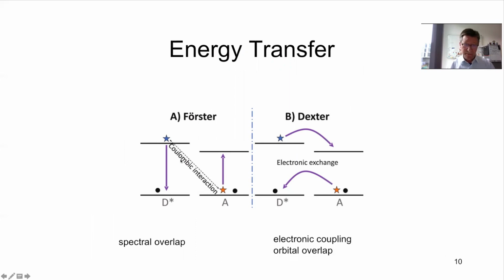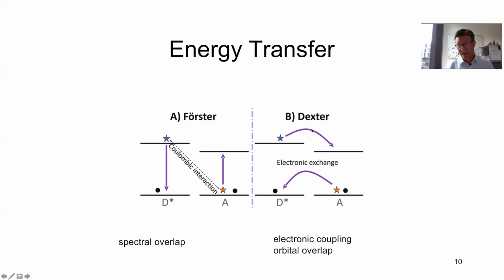The Förster mechanism is a Coulombic interaction. It's not emission of a photon and reabsorption, but it's like two transition dipole moments that couple. It's a coupled transition, Coulombic interaction. As the one excited state goes down, the other excited state goes up. And spectral overlap is very important here.